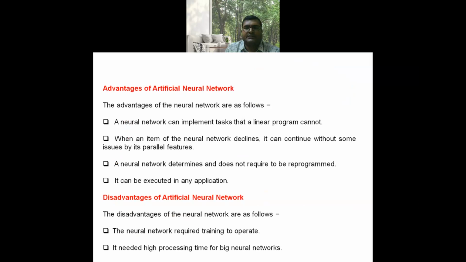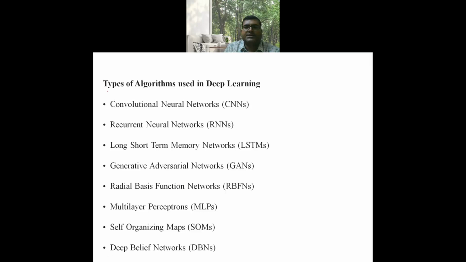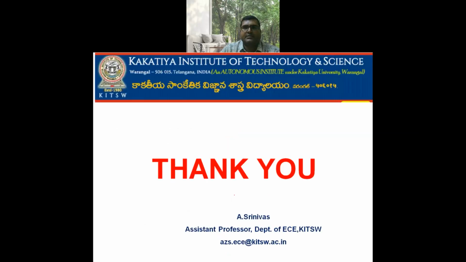For some of the advantages and disadvantages of artificial neural networks, please refer. Some deep learning algorithms and architectures are CNN convolutional neural network, recurrent neural network, long short-term memory nodes, GANs, radial basis function networks, multi-layer perceptrons, self-organizing maps, and deep belief networks. Based on your application, you can choose the required algorithm and architecture. Thank you. We will meet in the next lecture.